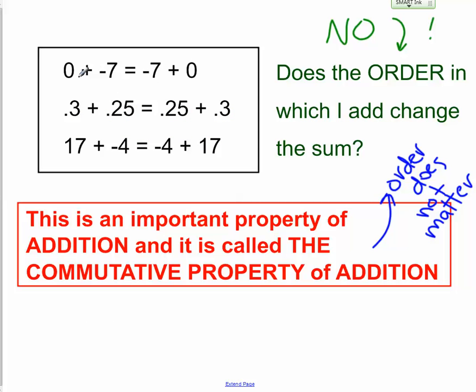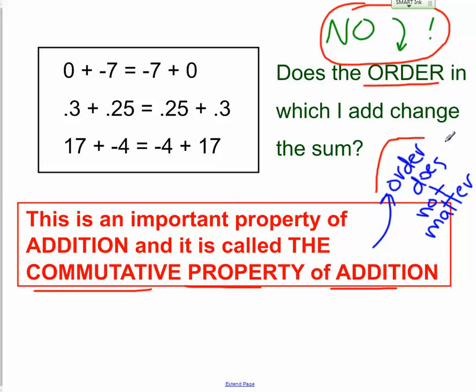And what we looked at here is, does the order in which I add numbers change the sum? And the answer is no. That is so valuable and important that there's a special property called the commutative property of addition that simply says when I add, the order does not matter. It will not change my answer. So 17 and negative 4 is 13, and negative 4 and 17 is 13. I get the same answer.